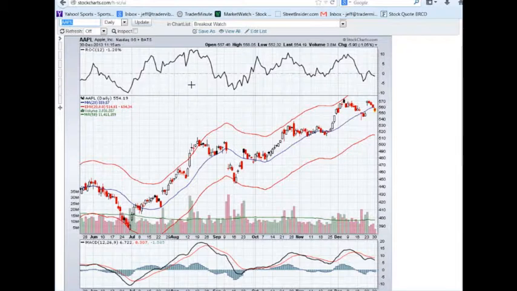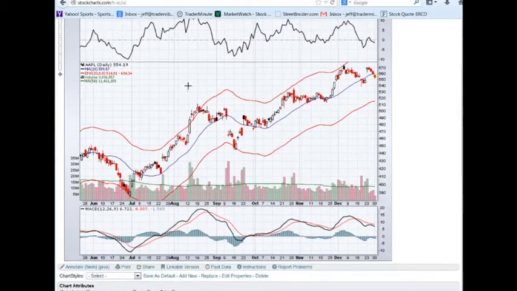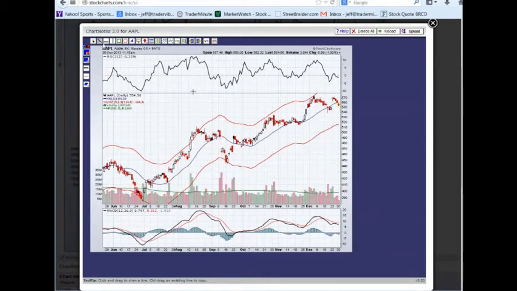Now, what are moving averages? Well, moving averages are simply trend lines. That's all they are. They're trend lines. And the most basic way to draw a trend line is to connect the dots, right? I mean, we all did that in first grade, connect the dots.